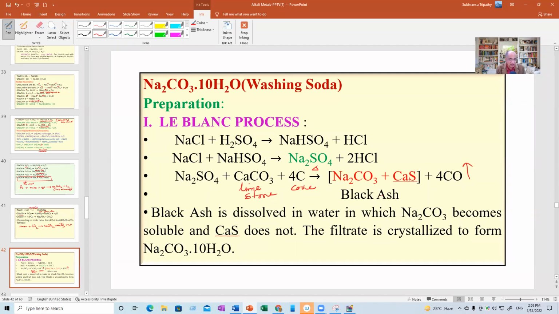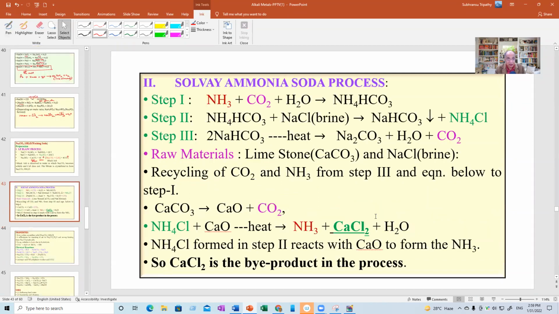So you take black ash and dissolve and heat it with water. Sodium carbonate will be soluble in water, calcium sulfide will not. Then filter it out, take sodium carbonate solution, crystallize it again, and it will form beautiful crystals of decahydrate. But this you have already done in your class 10 program, but you must know with all logic now that the Solvay ammonia soda process is now the modern method of getting sodium carbonate.